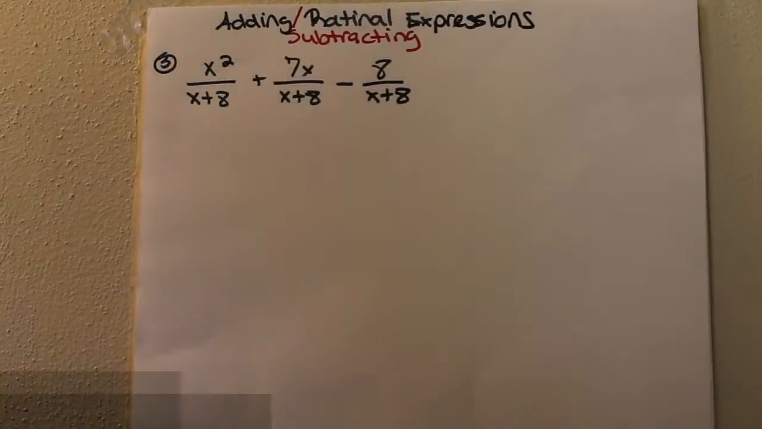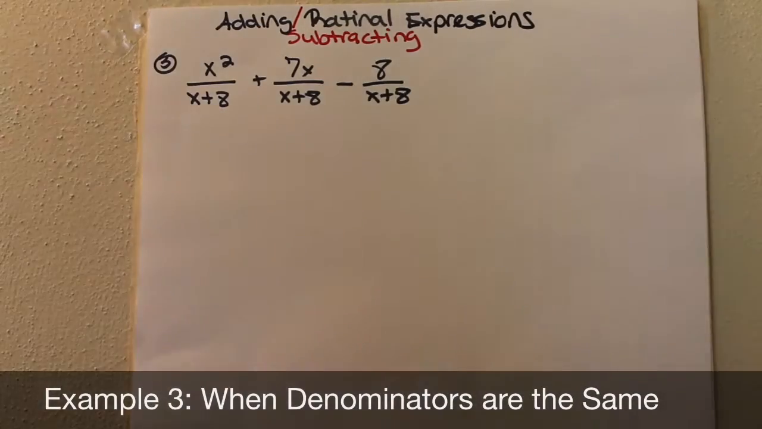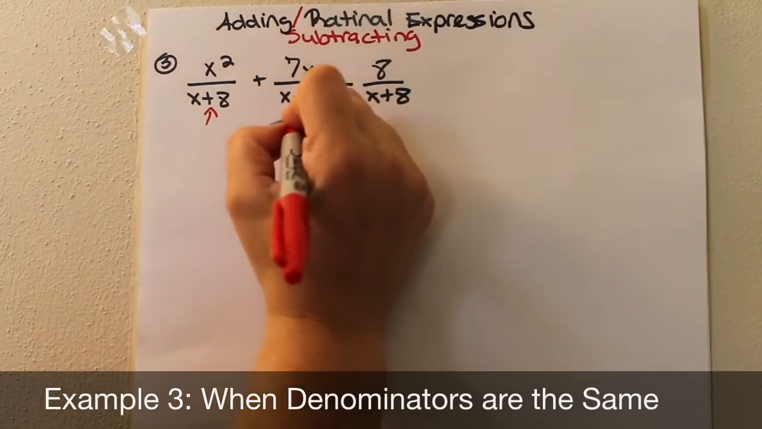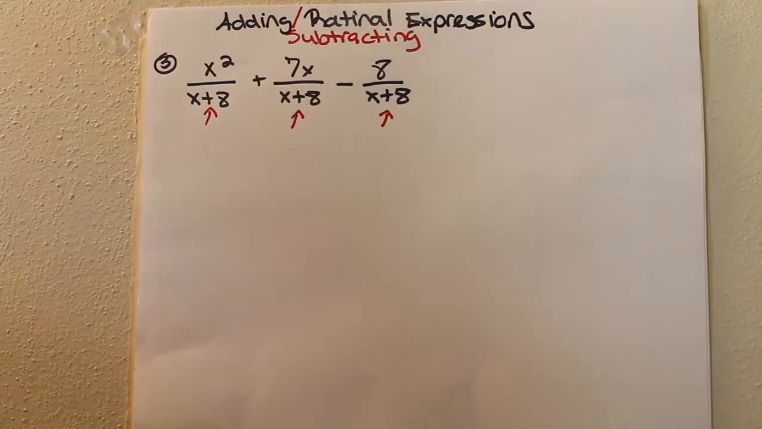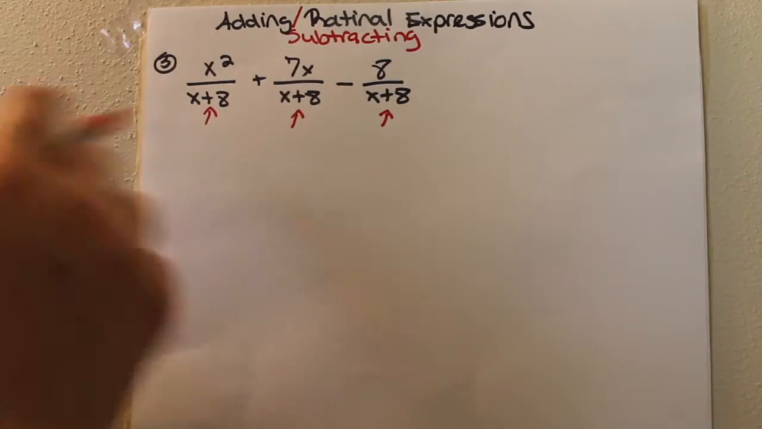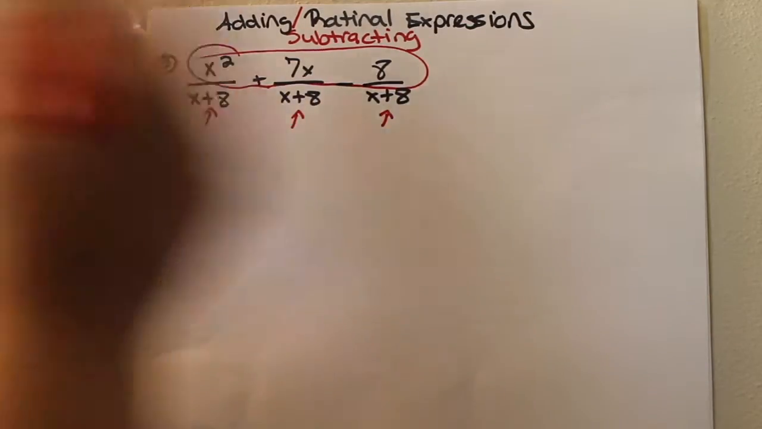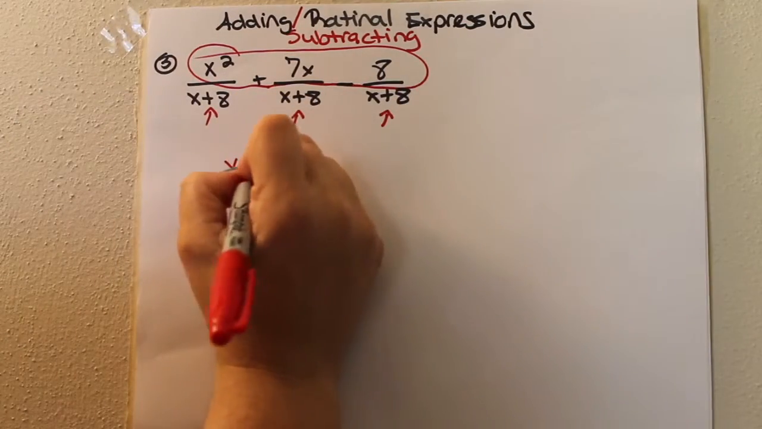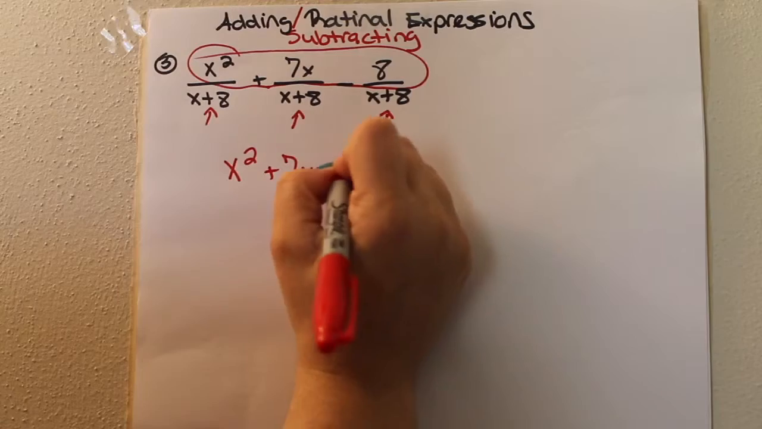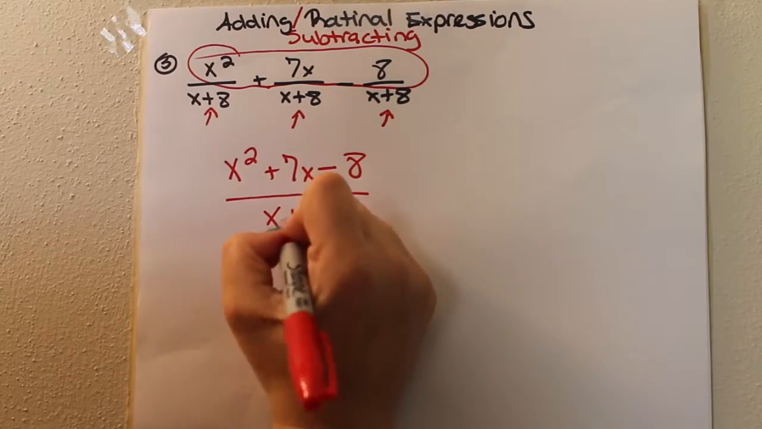In this rational expression, we're actually going to add and subtract, and just like before, we need to check for common denominators. I can see that they all have a common denominator of x plus 8, so I'm just going to go ahead and add and subtract the numerators as I see them. It's going to be x squared plus 7x minus 8 all over x plus 8.